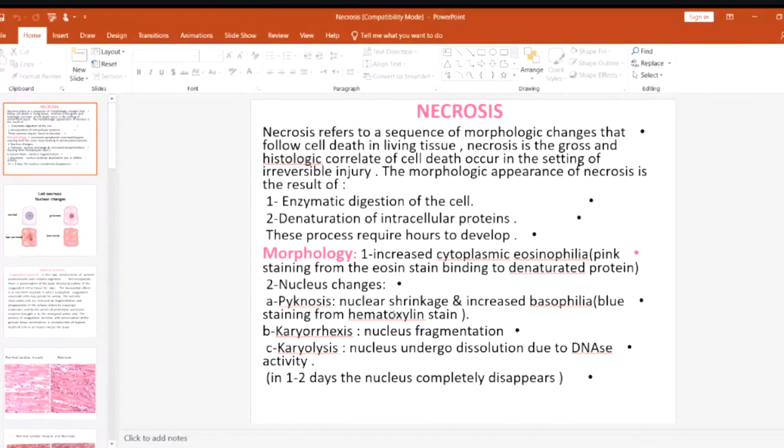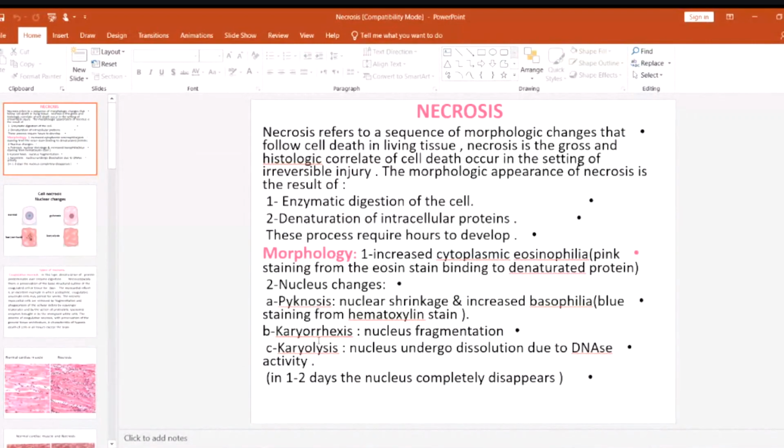Pyknosis means shrinkage of the nuclear material with increased basophilia, blue staining from hematoxylin. Basophilia is derived from the term basophil, which indicates blue in color, from the hematoxylin stain, which gives more blue color. This is due to the shrinkage of the nuclear material. This is step number 1 in nuclear change in necrosis, so we call it pyknosis.